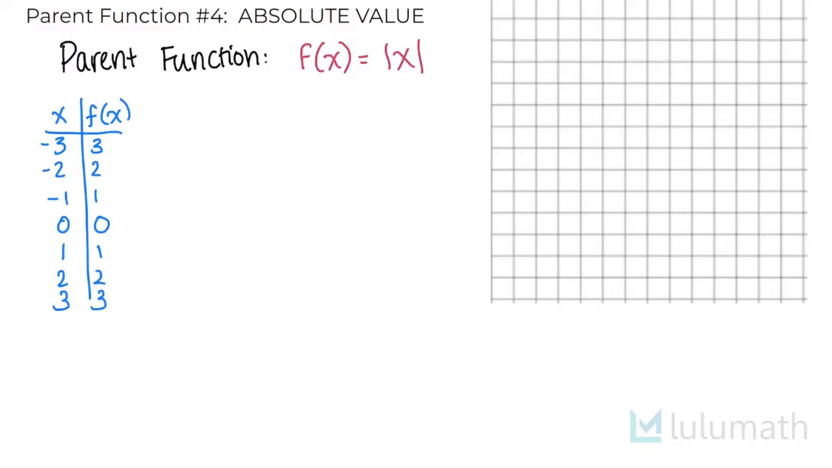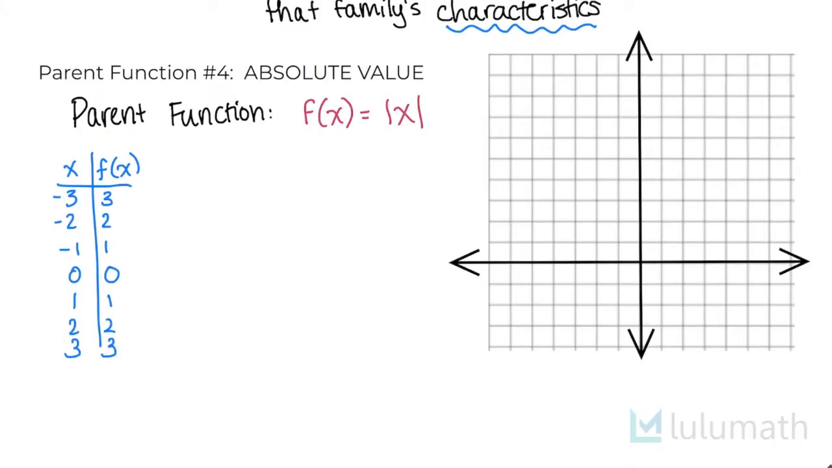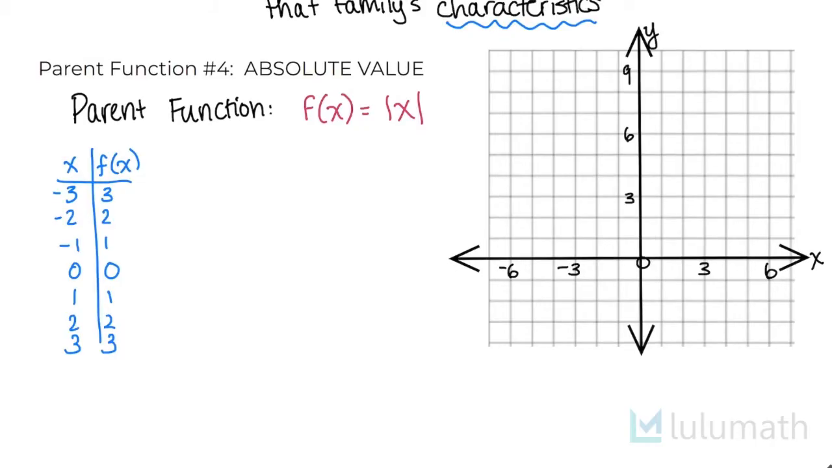Then I will set up my graph. And as always, don't forget to number and label your axes. And I will go ahead and plot my points and connect my points as well. Now, unlike a parabola, we want straight lines. We do not want a gradual curve. And here we have f of x is equal to the absolute value of x.